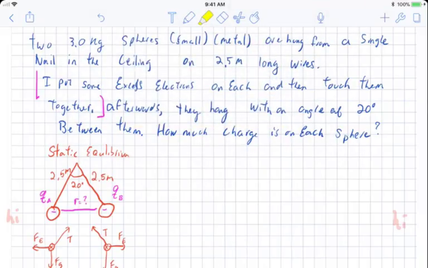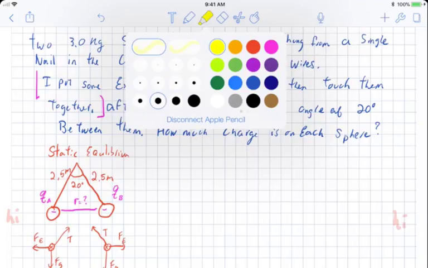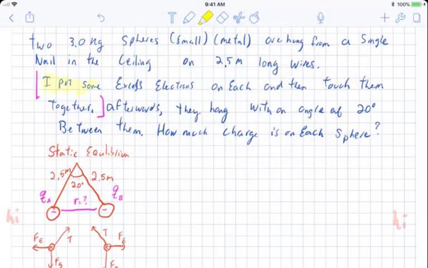See that particular bit? I put some excess electrons on each of them and then touch them together. What's that all about? That is all about how free electrons move through conductors. Okay?